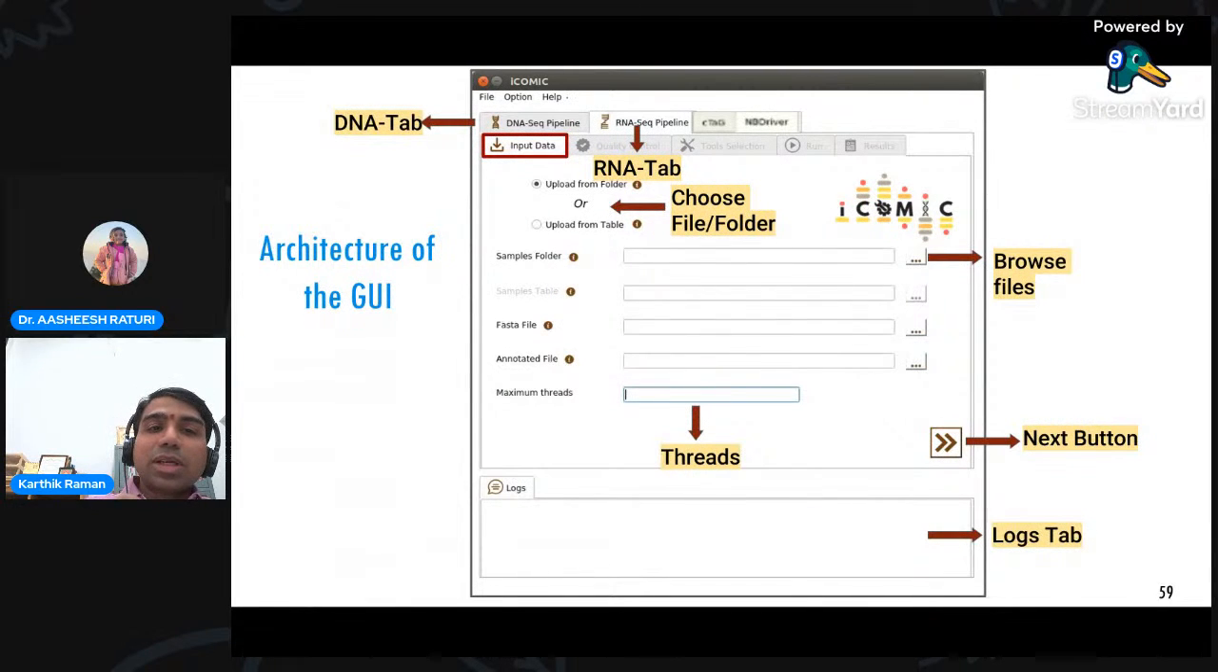You can look at the DNA sequencing pipeline, the RNA sequencing pipeline, or even our CTAG and NB driver that I just described to you. You can put in an entire folder of files to run on, and use a bunch of threads if you're working on a parallel machine. And that's it. Everything is automated. Even the installation is really simple. You can just do conda install iComic. So this really makes life easy for anyone who wants to tinker with it without much programming experience and so on.